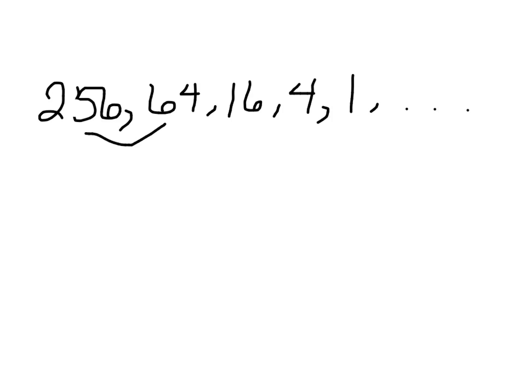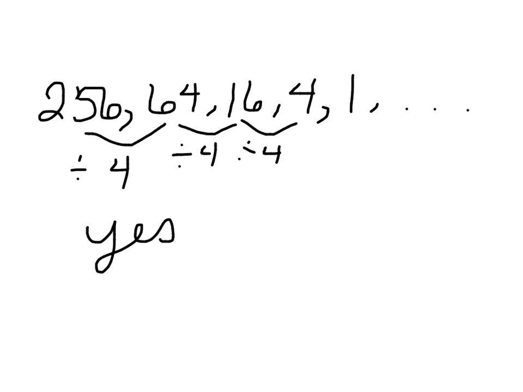If I give you 256, 64, 16, 4, 1, and so on, is that multiplying or dividing by the same number every time? Okay, I am dividing by 4 every time. 256 divided by 4 is 64. 64 divided by 4 is 16. Divided by 4, you bet. Okay? So for this one, the answer would be yes. Why? You're dividing by 4.